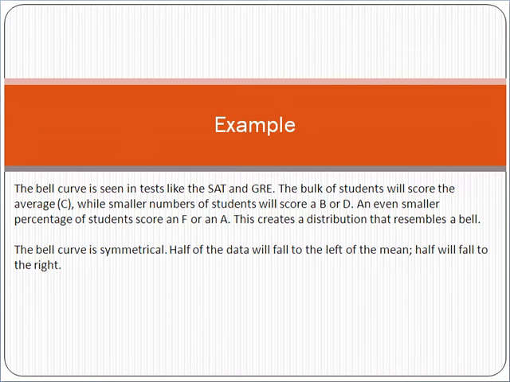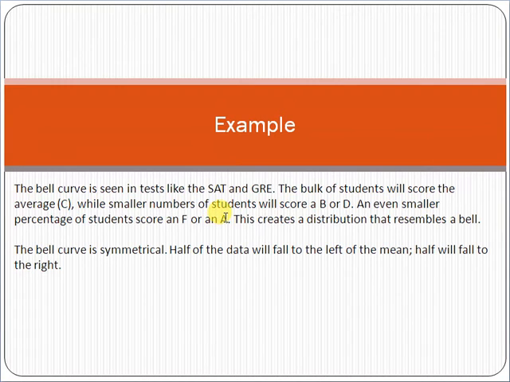What does that mean? Try to understand here. Let me explain it again to you. See, 100 students have applied for the exam. Out of the bulk of the students, most of the students, the average students, have gained the score of average C grade. Then a very small number of students score B and D, and an even smaller percentage of students score F and A. Are you getting my point?